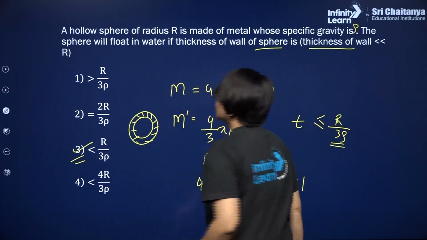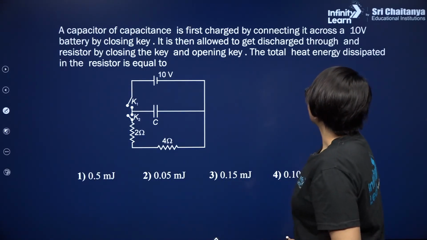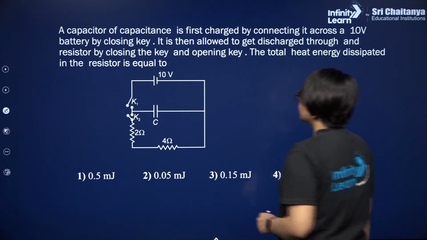Next is this one, a capacitor of capacitance C is first charged by connecting it across a 10 volt battery.